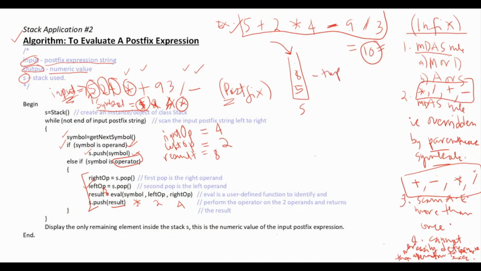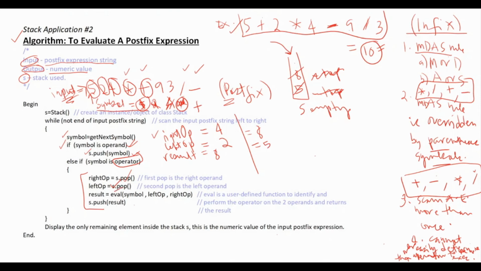After that, we proceed to the 5th iteration. And on the 5th iteration, the value of symbol is plus. It is an operator, so we execute this part again. So right operand, we pop from the stack, we remove 8, and so right operand is now 8, and 5 becomes the new top. And then second pop, 5 is removed and the stack becomes empty. So left operand is 5.